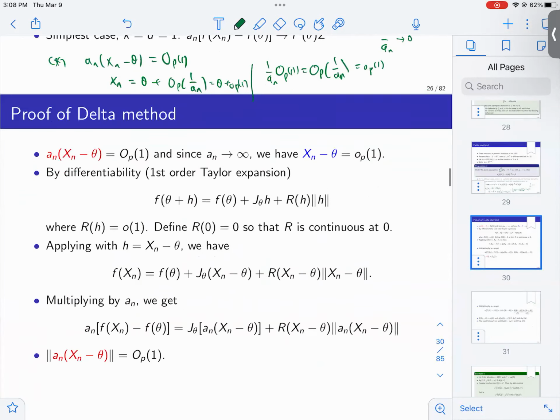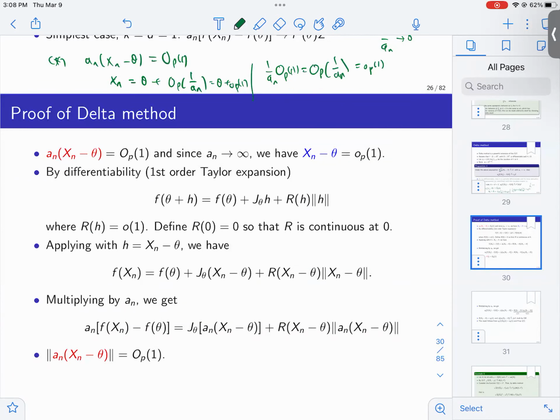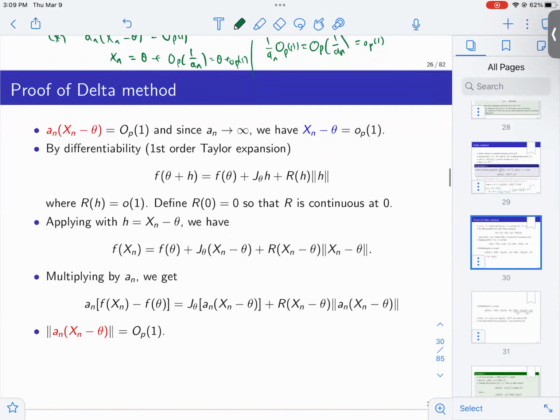So let's see the proof first. That's the argument that I mentioned. If you have this, it's going to be big OP of 1, because this is going to infinity and this is going to be little OP of 1. So we have that by differentiability. We have the first order Taylor expansion. This is this plus J theta times h, that's the derivative. The derivative is really a linear map whose matrix is J theta. And then I have some remainder term, which I write like this.